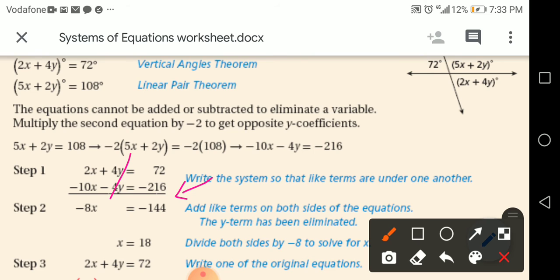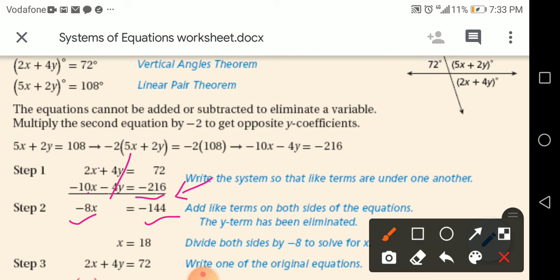It's eliminated. Okay, so I have positive 2x and negative 10x, so it gives you negative 8x. I have negative 216 plus 72, which gives me negative 144. How can I do this? We have different signs, so I make the subtraction, then I take the sign of the greater number, as I told you before. So I have negative 8x equals negative 144.